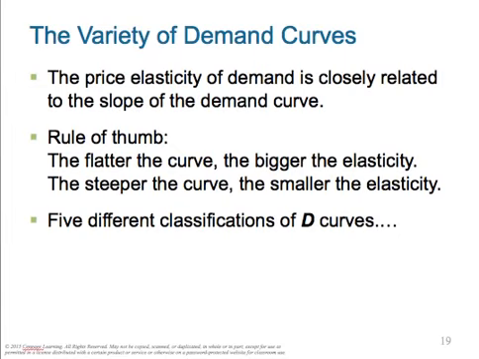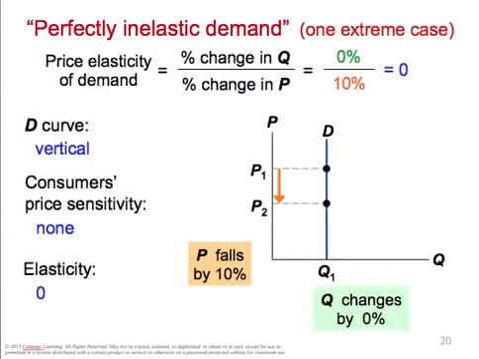Economists generally classify demand curves according to their elasticity. The next 5 slides present 5 different classifications from least to most elastic. So least elastic to most elastic. This is a perfectly inelastic demand curve. Again, I want you to concentrate here on the graph. Perfectly inelastic demand curve. There's no variation in quantity here. There's no wide range in quantity. Quantity changes by 0% when price falls by 10%. The demand curve is vertical, and the consumer's price sensitivity is none.